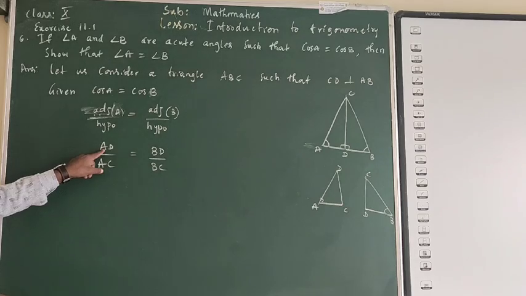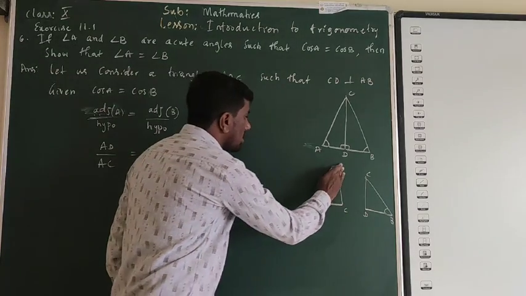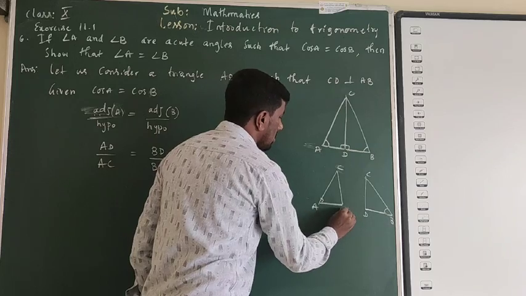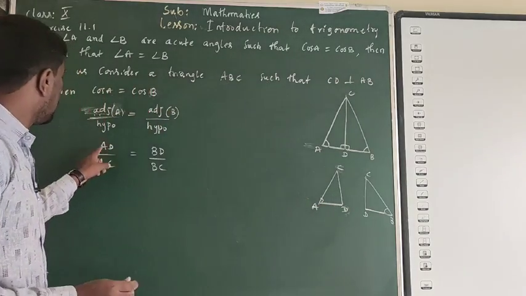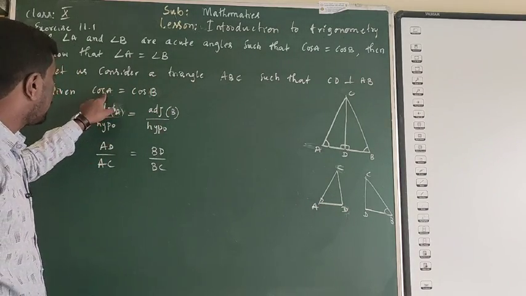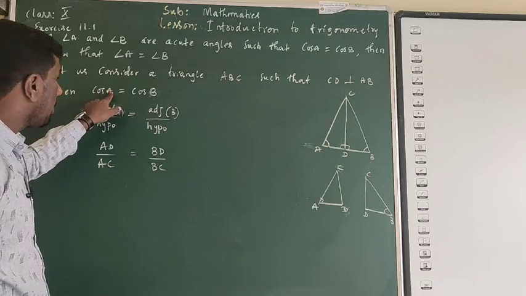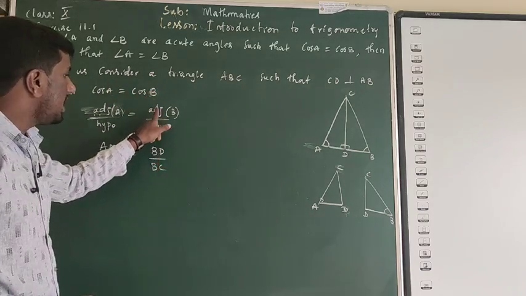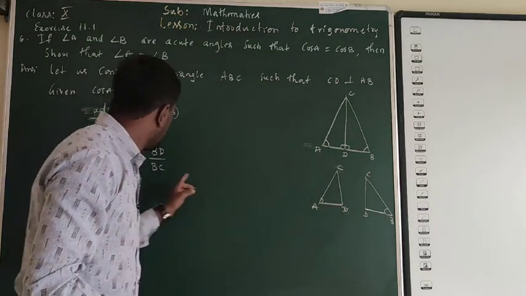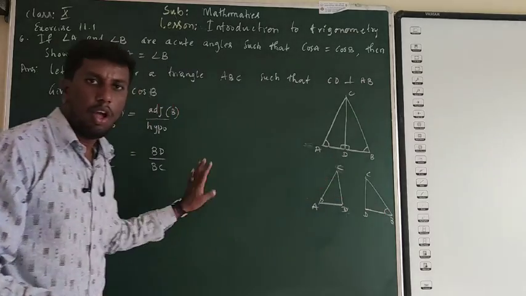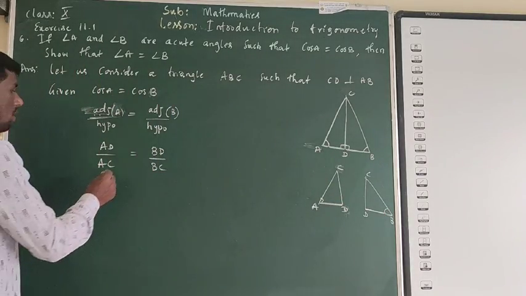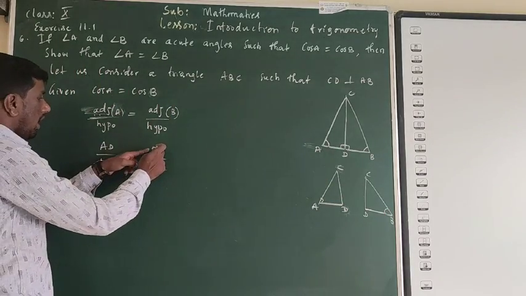AD is the adjacent. AD is, this is not D, this is C. This is C. This is D. Now AD is the adjacent, then AC is the hypotenuse for cos A. For cos B, BD is the adjacent, then BC is the hypotenuse. Clear?